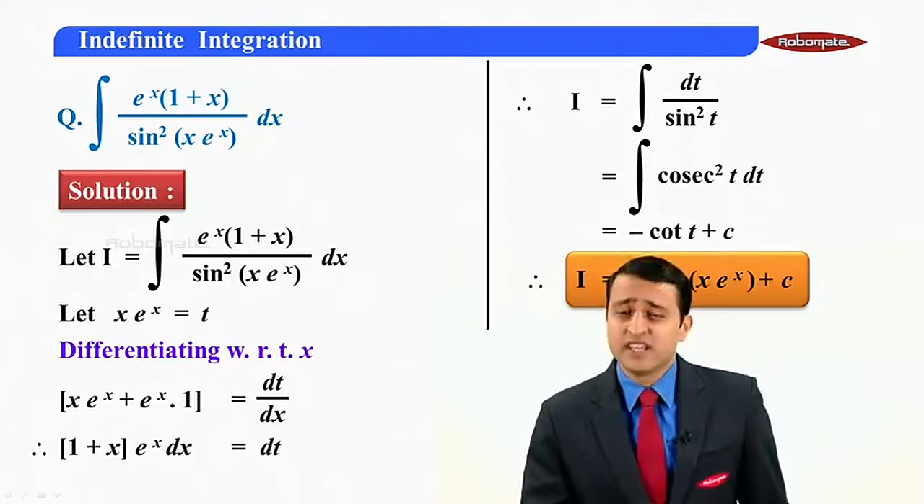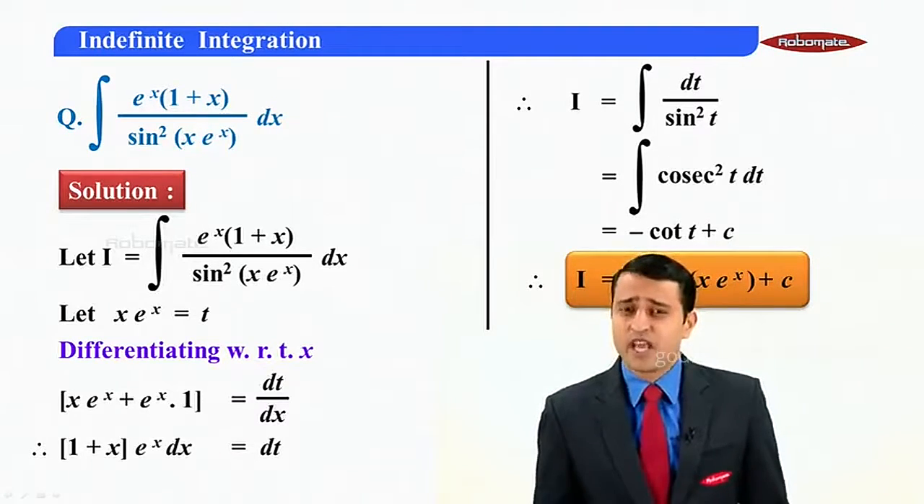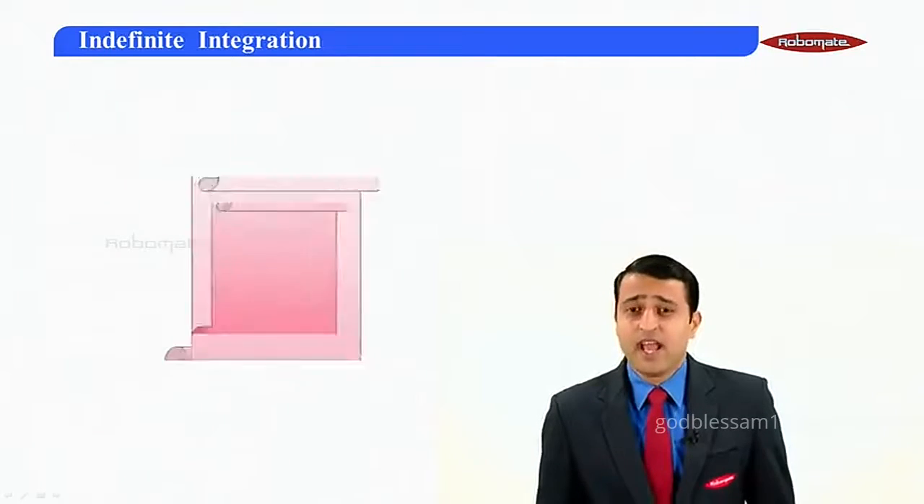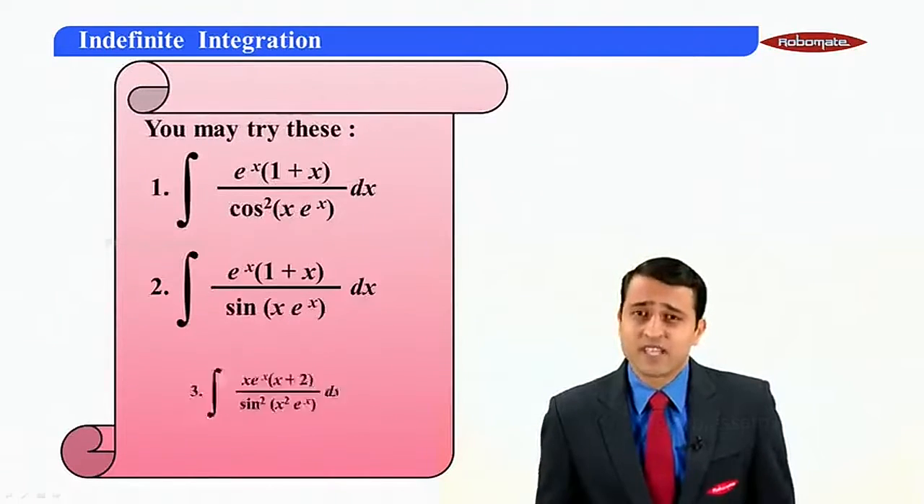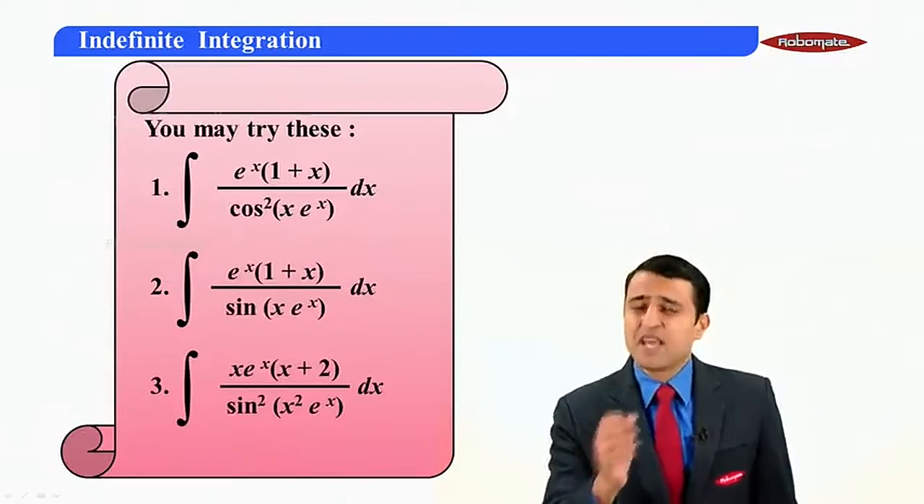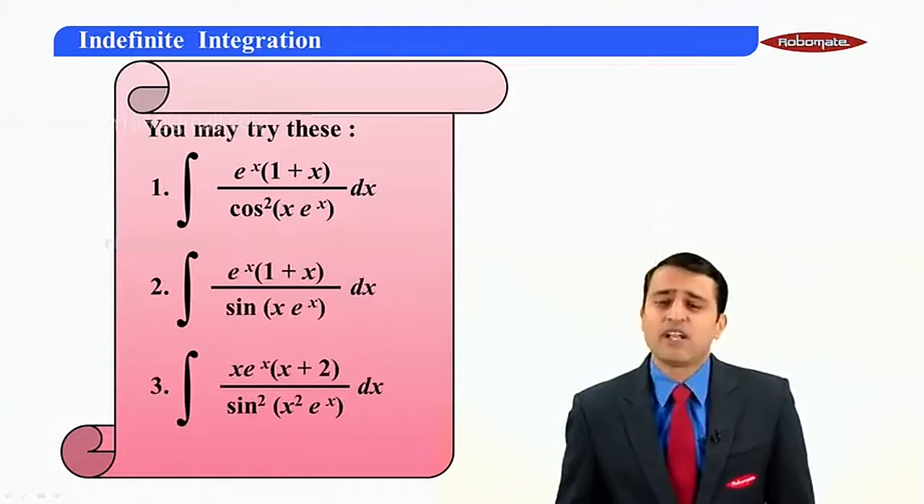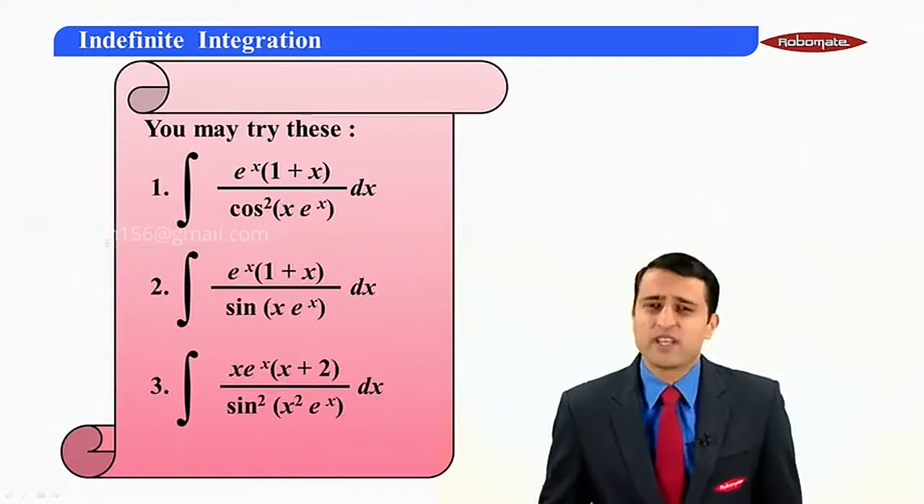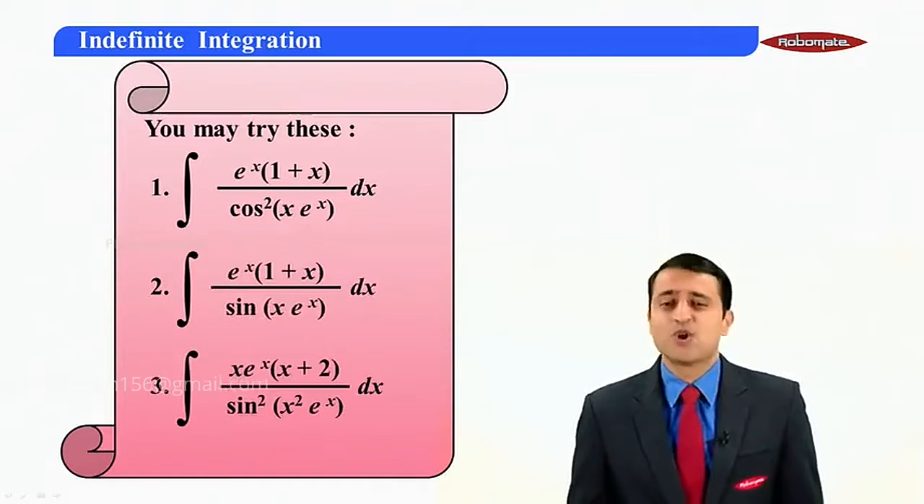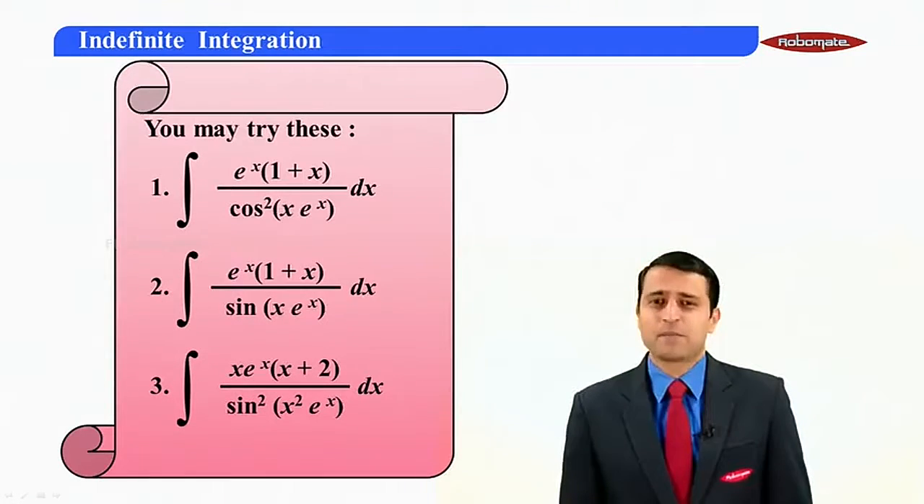Now students, there were some more examples of this type which were asked in the board exam. Here is a list of these examples. They are on the same lines. You may observe they are all in terms of x e raised to x or x square e raised to x. So the substitution is also similar to the previous example.